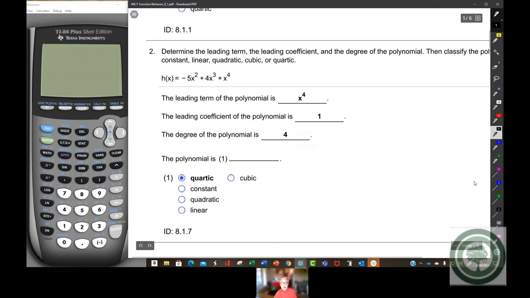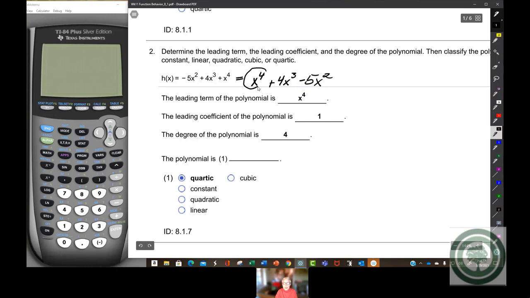Now down here, they're tricking you because what should be the leading term is not. So we have to write this in the correct order for everything to make sense. Here's the highest power term right there. We need to write this in descending order. So x to the fourth plus 4x to the third plus negative 5, but I don't have to write it that way, minus 5x squared.